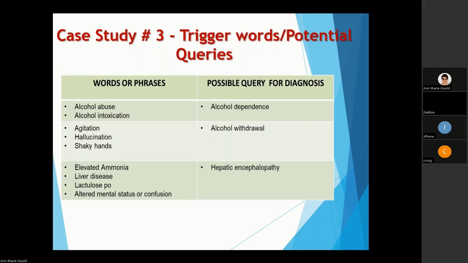Okay, and then these are just some of the trigger words for alcohol abuse or intoxication. You want to see if they have alcohol dependence, if they're having hallucinations, agitation, or shaky hands, they could be in withdrawal. And then your elevated ammonia level, liver disease, or they're on lactulose, whether PO or PR. If they have altered mental status or confusion, that would be a potential query for your hepatic encephalopathy.